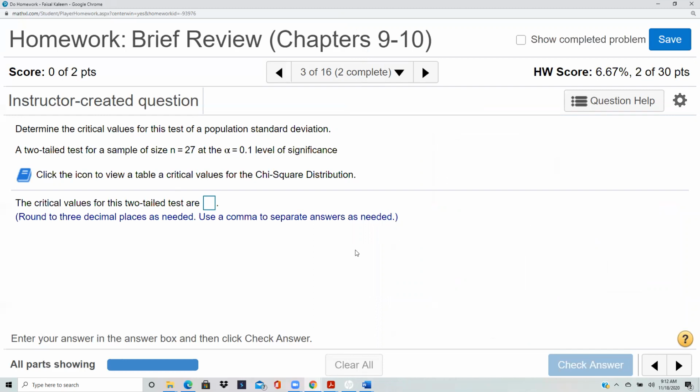Once again, critical values. Oh, but something is different. Yeah, it's two-tailed. Right, that's one difference. And what's the other one? It's standard deviation, so we'll use the chi-square calculator. Right. So chi-square calculator.